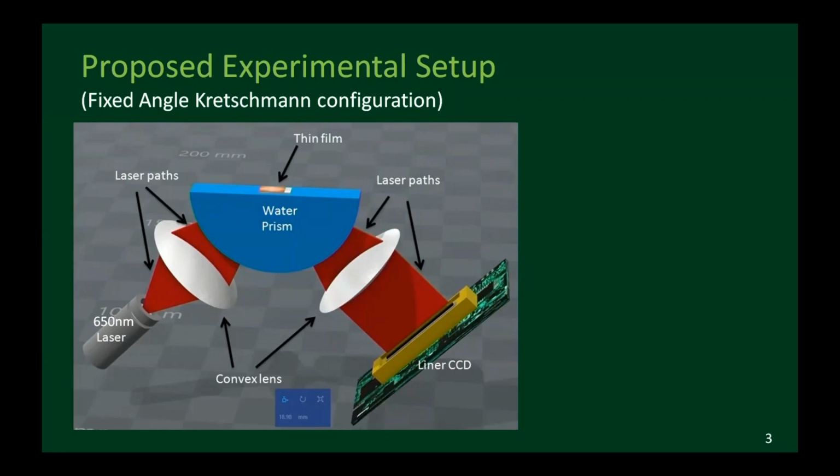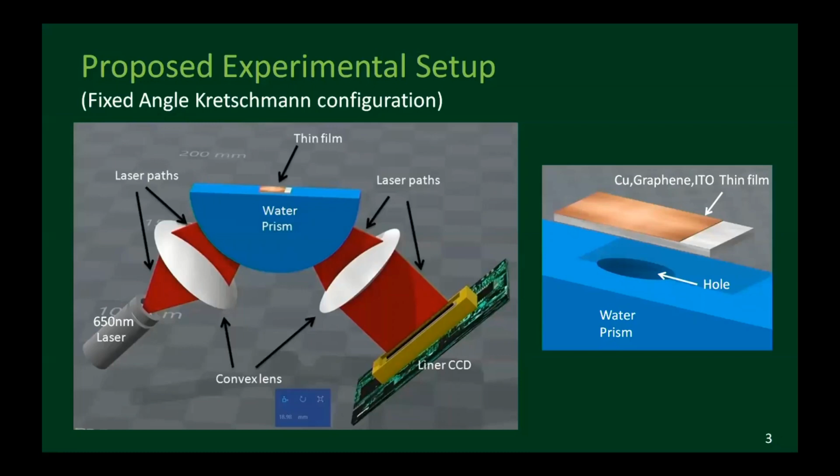Due to the broad plasmonic range of copper, a 650 nanometer laser would be effective since it is a commonly available laser. And finally, instead of a glass prism, a water prism made out of a transparent case will be much more cost effective. A hole will be cut out of the prism case where the thin film is connecting, in order to directly contact the water to the thin film.